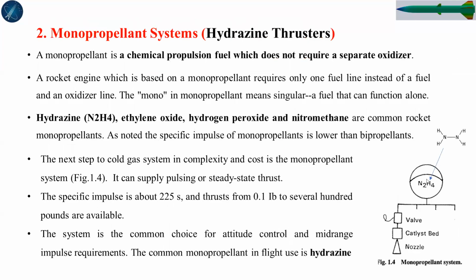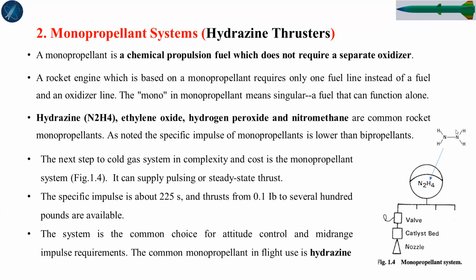Another is the monopropellant type. This monopropellant uses hydrazine, with composition N2H4. This is the chemical form of the bonding of the hydrazine. So this monopropellant is a kind of chemical propulsion system. It uses chemicals like ethylene oxide, hydrogen peroxide, and nitromethane, which are common types of monopropellants.